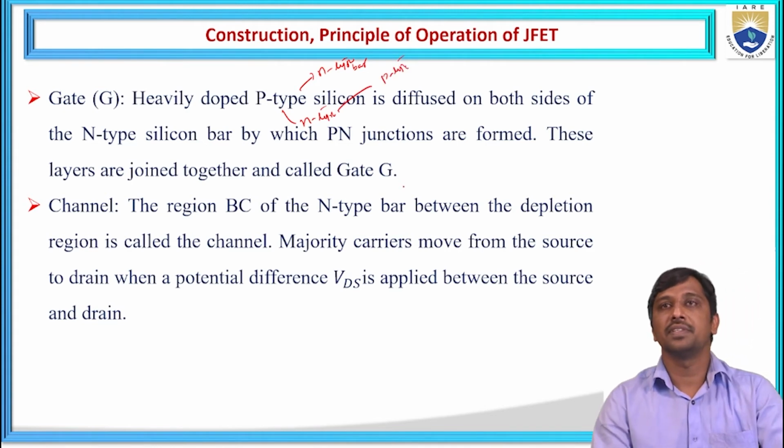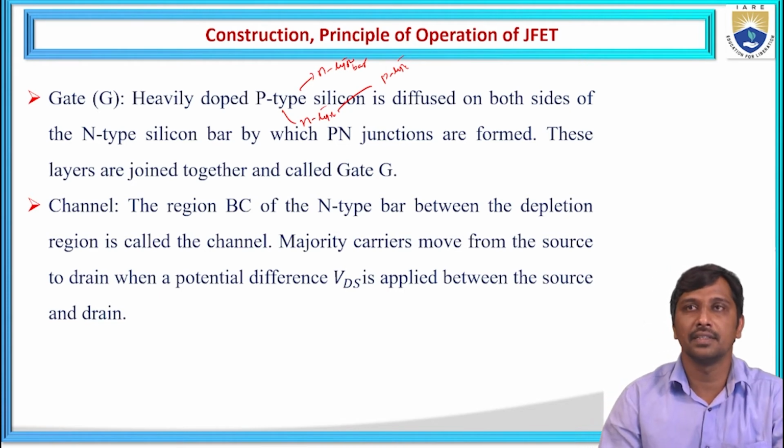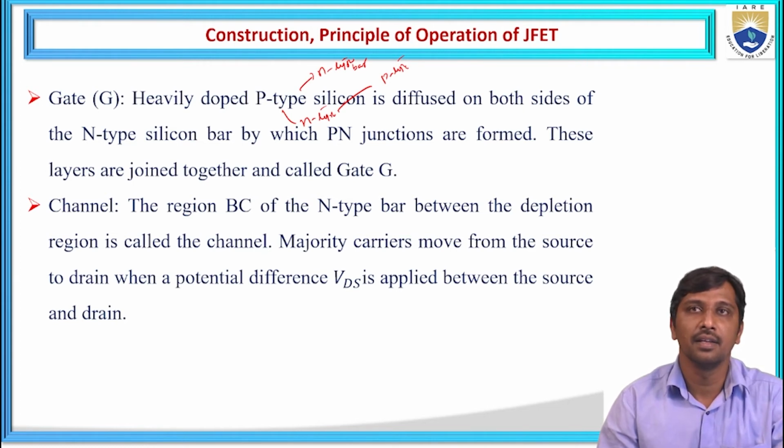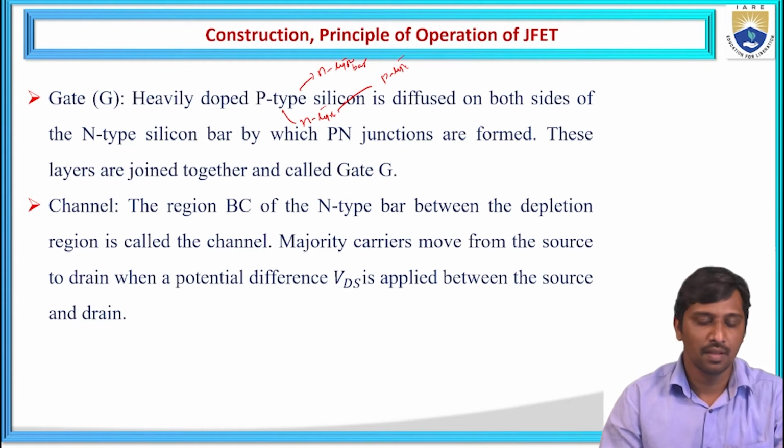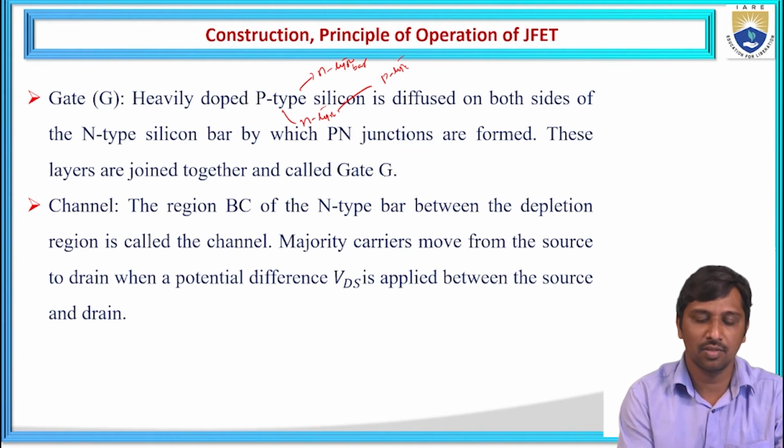We have two types of JFETs: one is the N-channel JFET, another is the P-channel JFET. If you use the N-channel JFET, the gate is doped with P-type silicon. If it is a P-type bar, the gate is doped with N-type silicon. Based on these doping levels, it forms a junction called the PN junction.